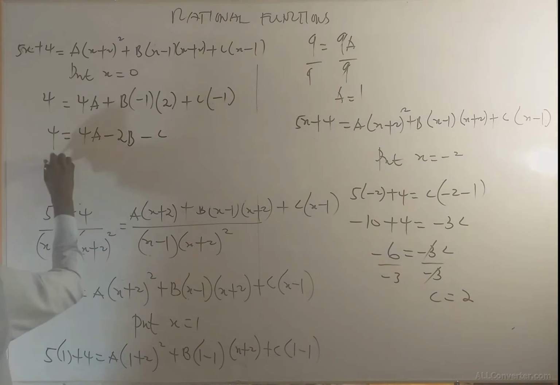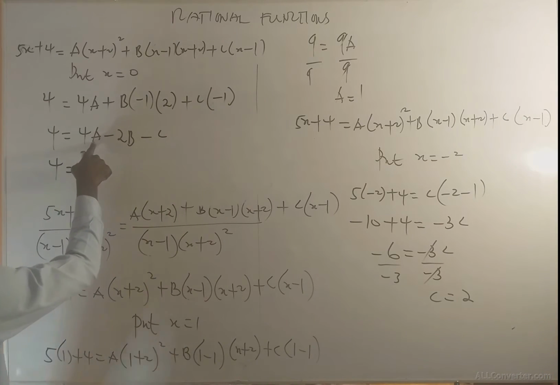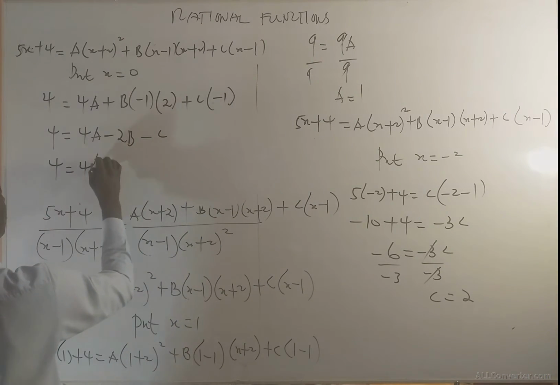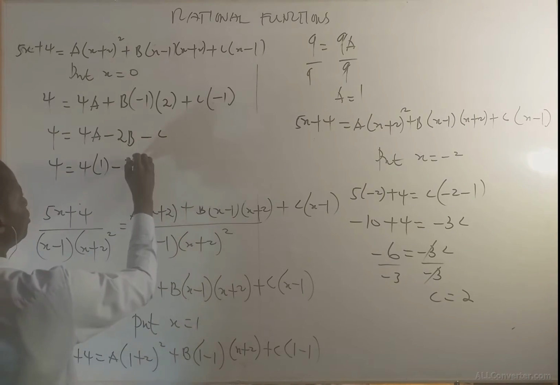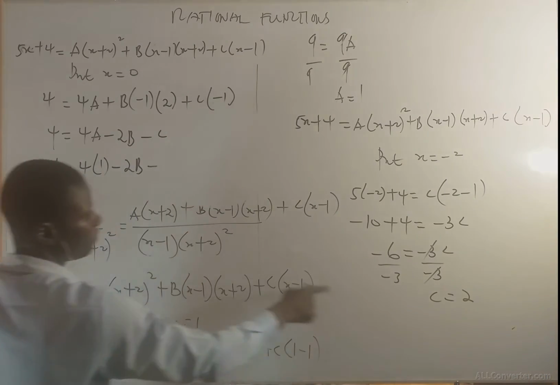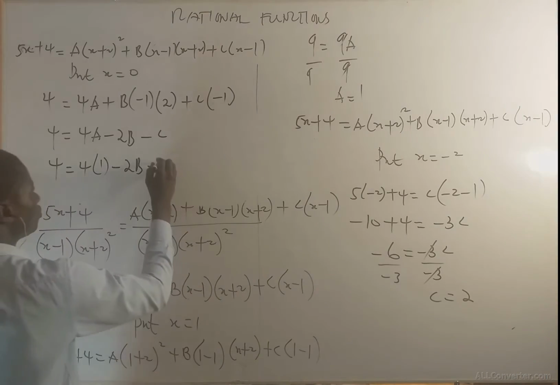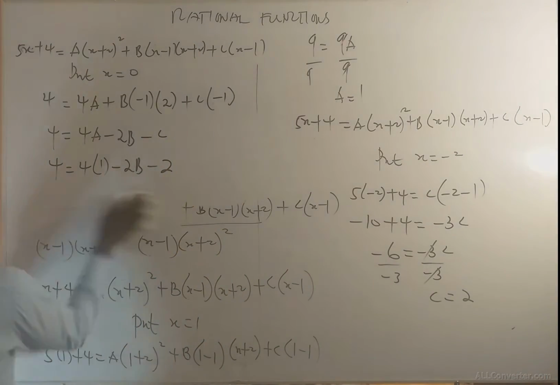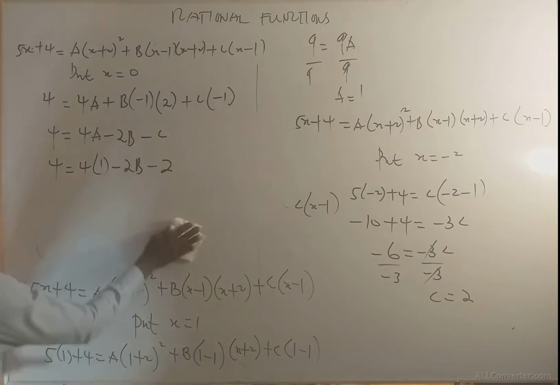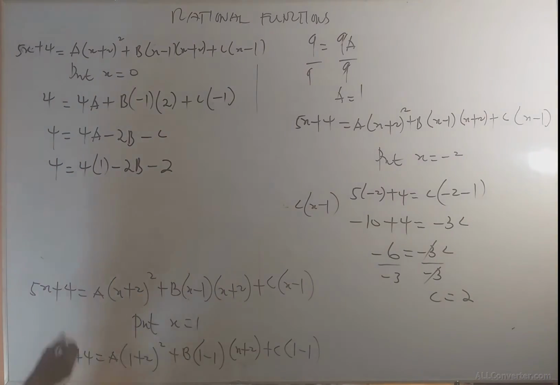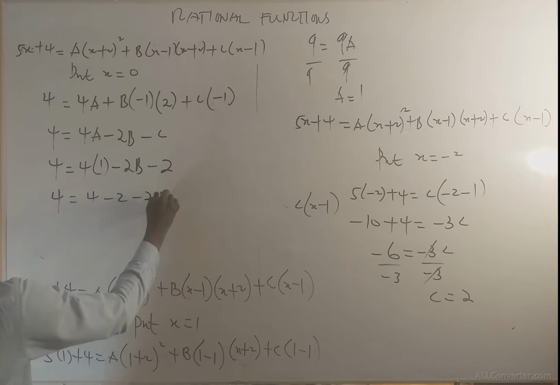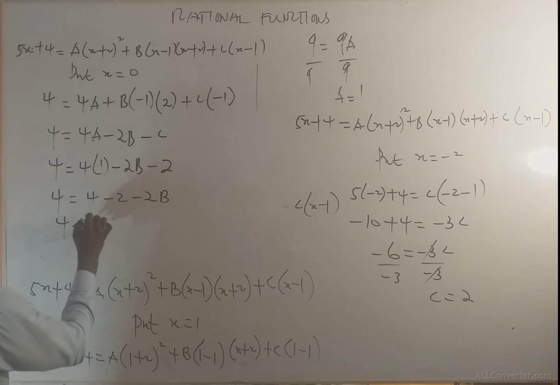Now by substitution, we know that the value of a is 1. So 4 times a will be 4 times 1, minus 2 times b, b is not known, minus c, and the value of c equals 2. So we try to solve for b. In solving for b, we have 4 on the left. 4 times 1 is 4, then we have minus 2 here, then we have minus 2b. 4 equals 4 minus 2, which gives us 2, minus 2b.